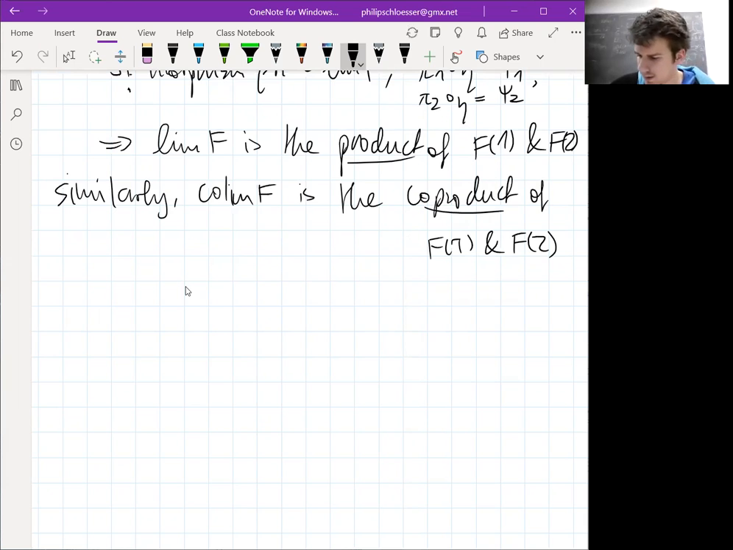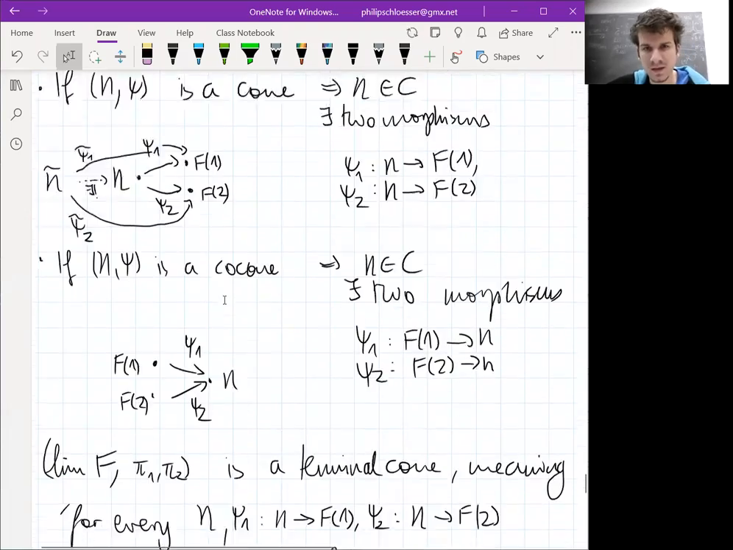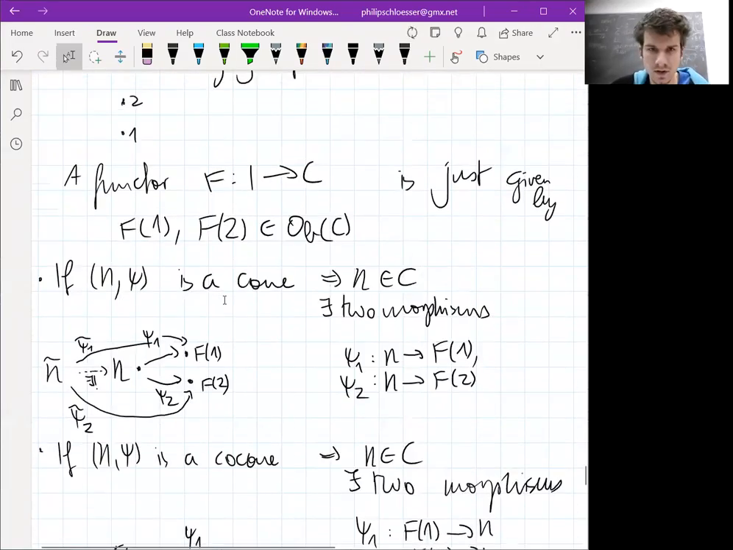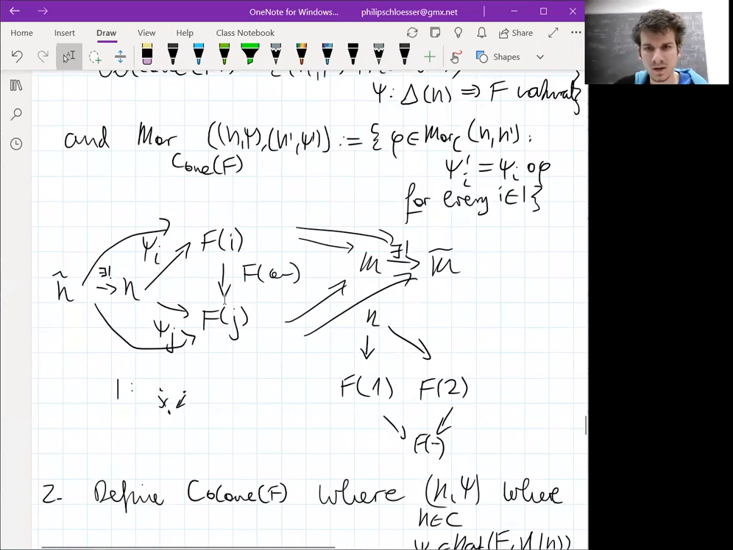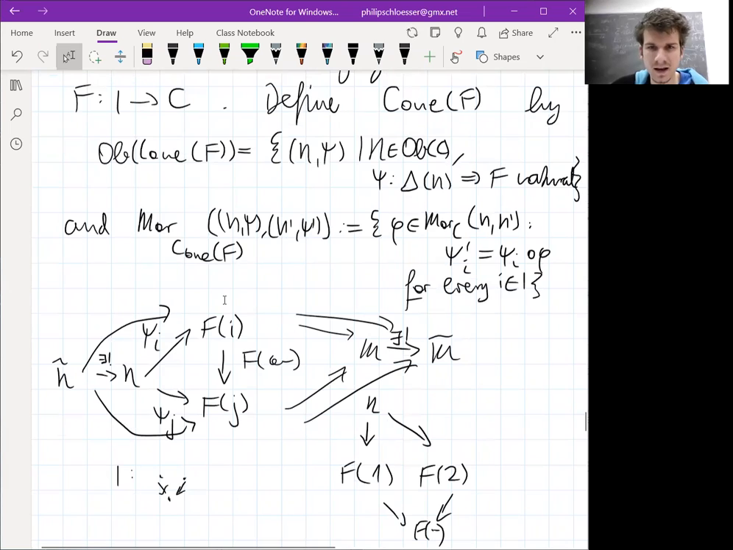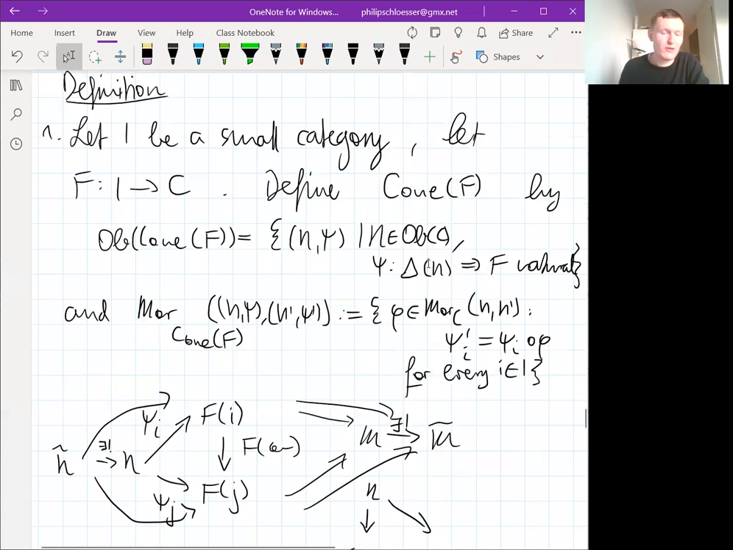Question. I don't really still understand this delta notation with the delta n that we used in these cone questions. It didn't hit me when you first wrote it down, and now I see you writing it again and again, and I don't know what it means. Okay, so that delta was the constant functor. It maps every object to n, and every morphism to the identity on n. And n is an object of C. Correct. Everything goes to n.